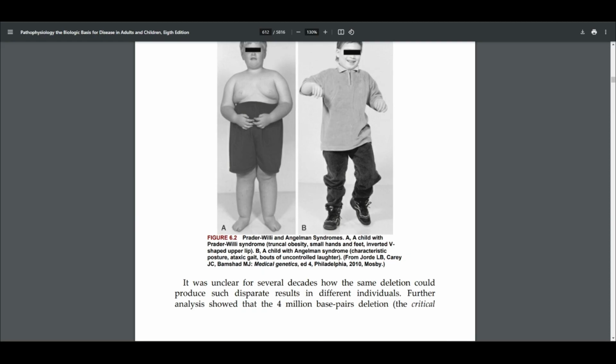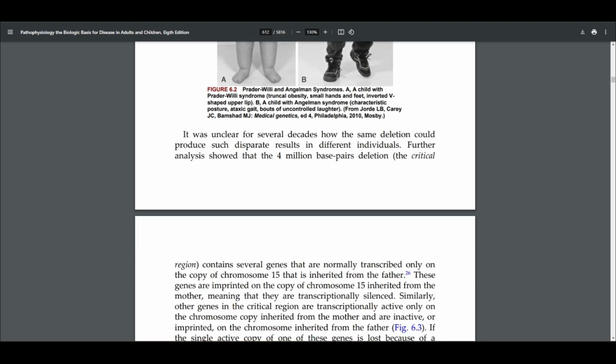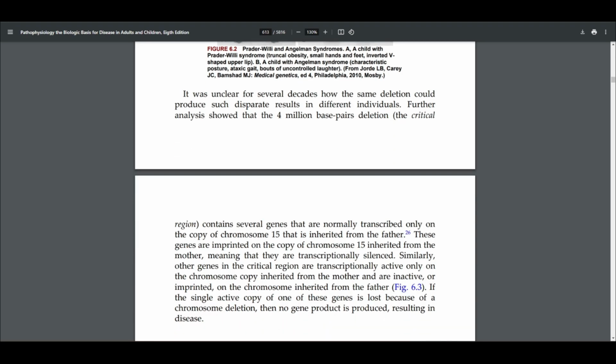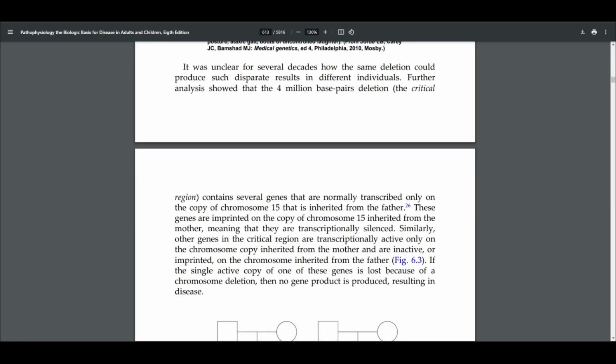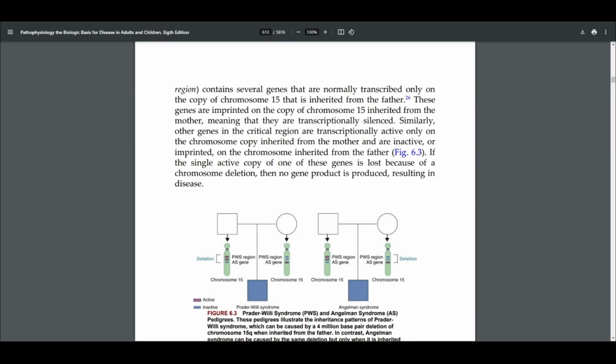It was unclear for several decades how the same deletion could produce such disparate results in different individuals. Further analysis showed that the 4 million base pair deletion, the critical region, contains several genes that are normally transcribed only on the copy of chromosome 15 that is inherited from the father. These genes are imprinted on the copy of chromosome 15 inherited from the mother, meaning that they are transcriptionally silenced.